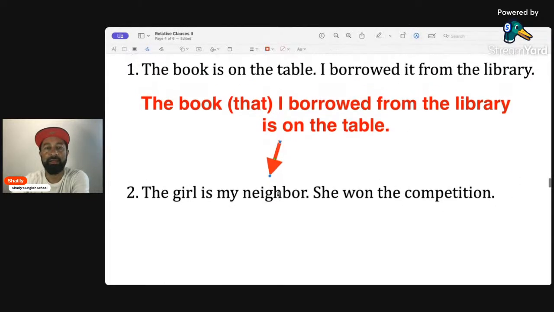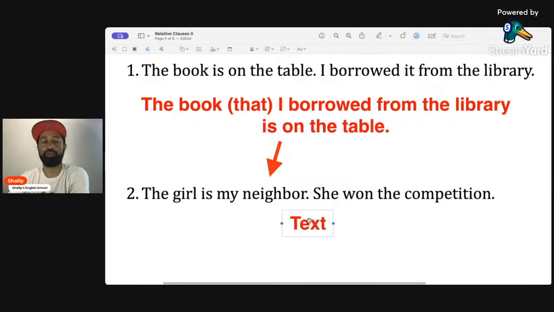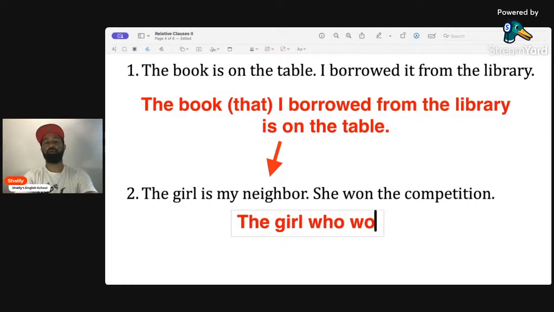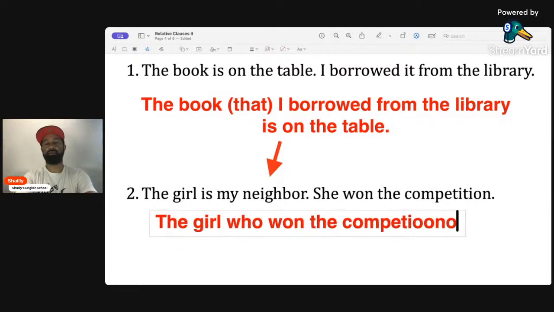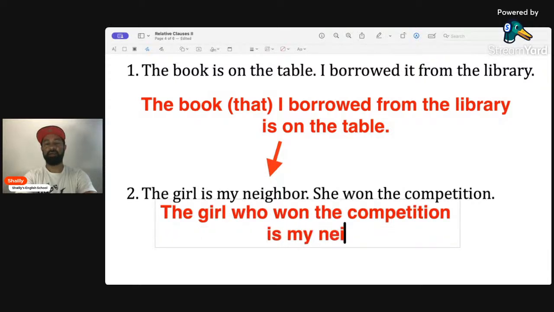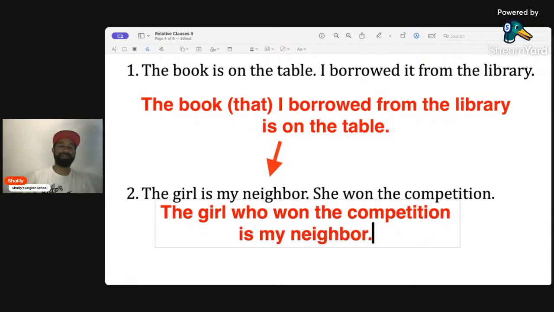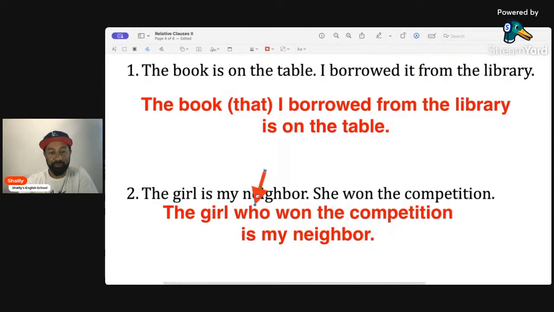So for me, if I were to join them, I'm going to use a relative pronoun here: the girl who won the competition is my neighbor. In this sentence, I need to have this relative pronoun who, because the next word is a verb. The girl who won the competition is my neighbor.